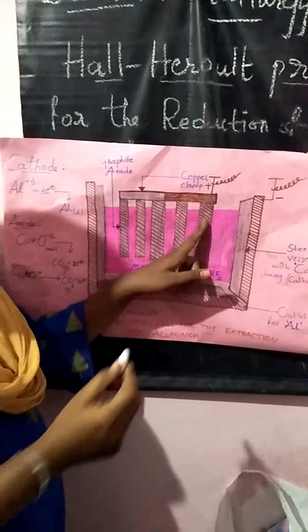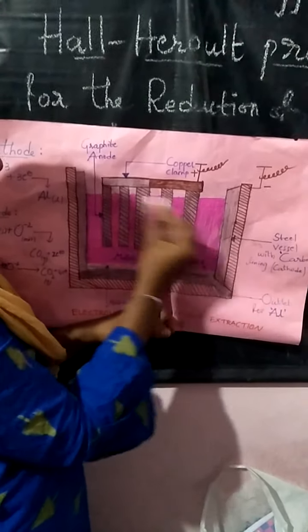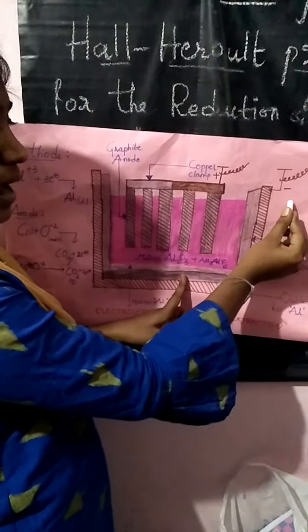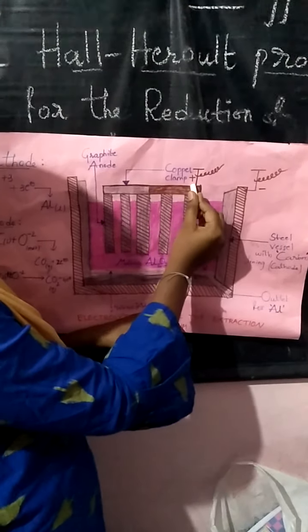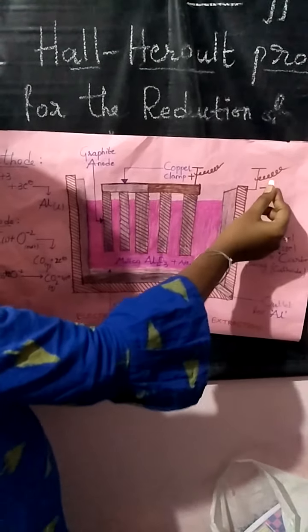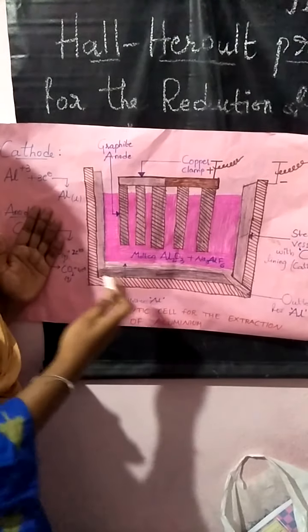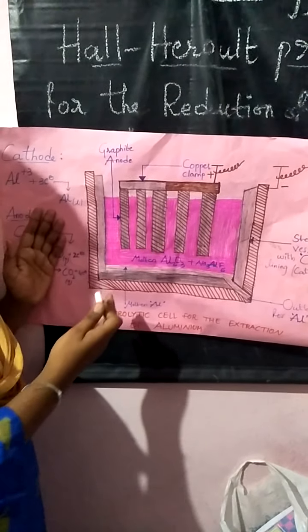And if you can see here, both the cathode and the anode are connected to the terminals of the battery. Here the anode is connected to the positive terminal and the cathode to the negative terminal. Now we will understand what is happening in the process of electrolysis.